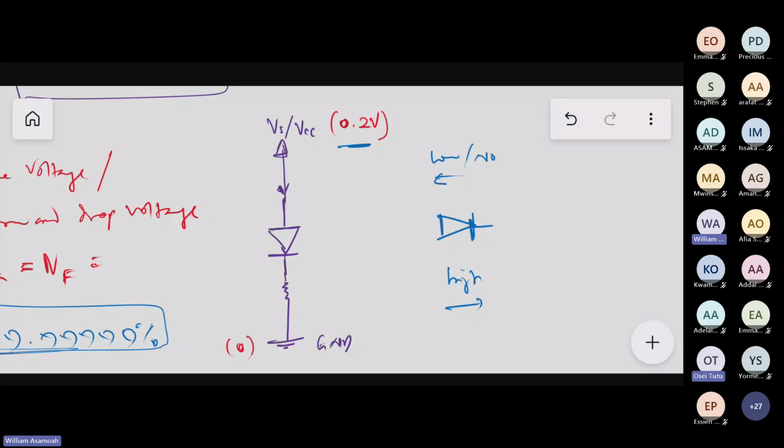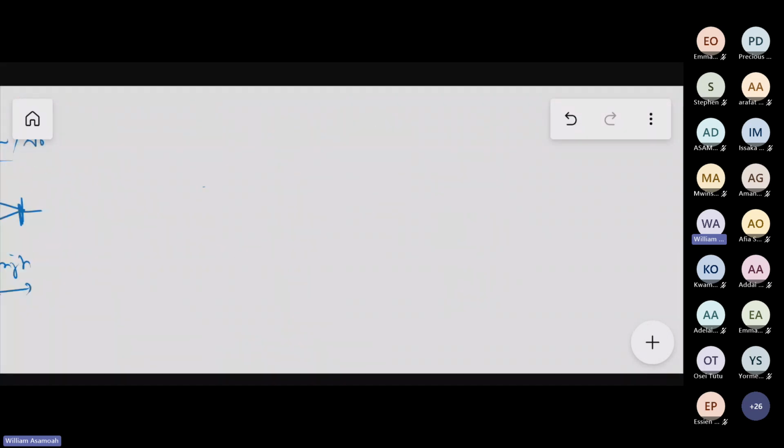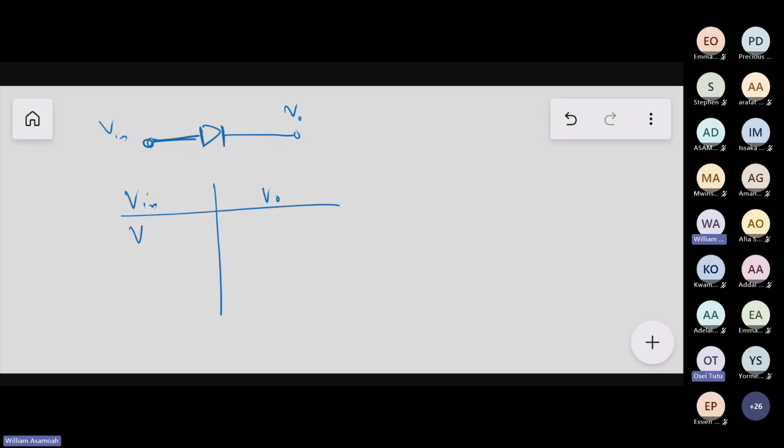So when it rises to 0.5, it's still off, because that voltage is not enough to bias it. But the moment it rises to 0.7, then it starts turning on. But when it turns on, there will be no voltage at the output. So look at what happens here. If the voltage here at the source, or let me say the input, so this is V out. Now, V in, V out. So if the voltage at V in is 0 volts, then the voltage out will be what?